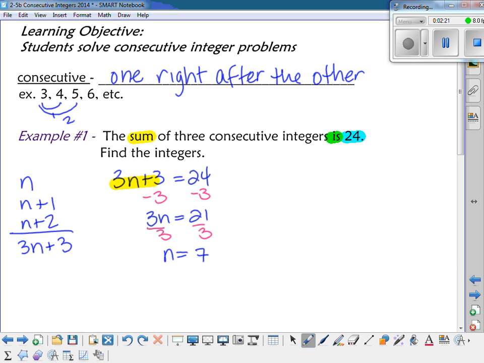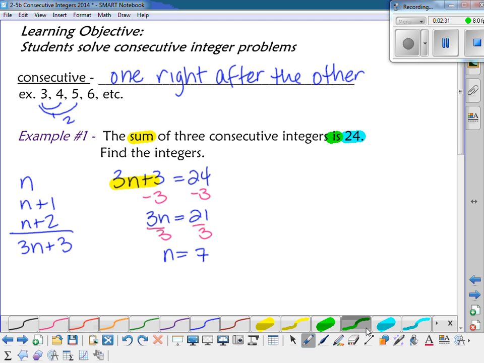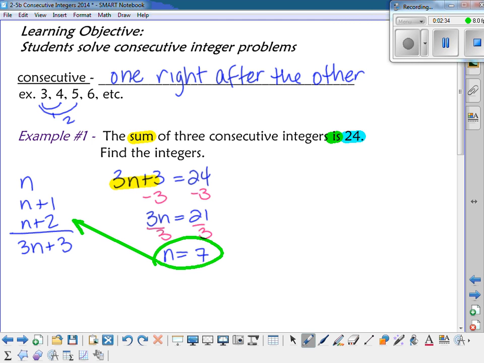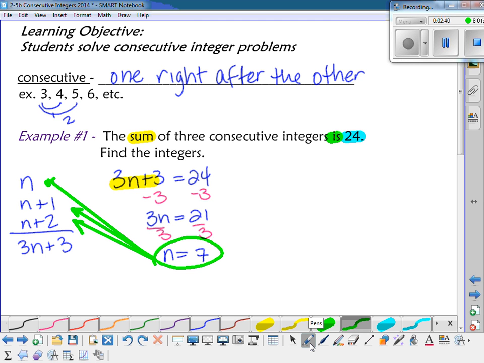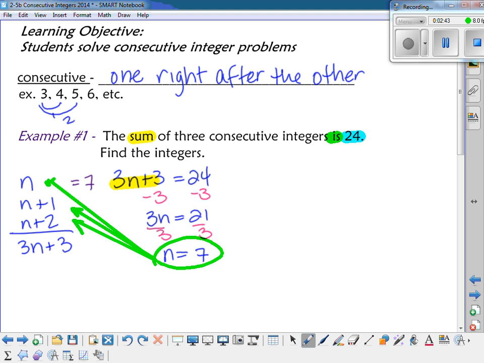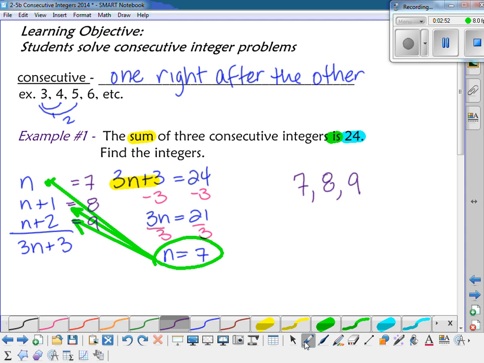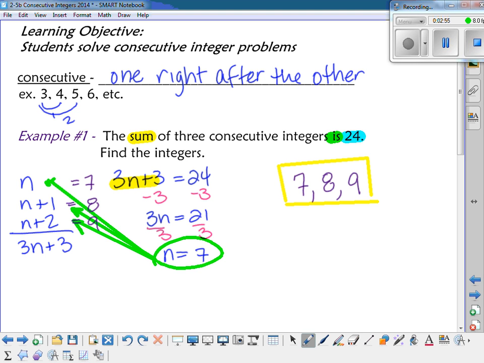Now, am I done with the problem? Have I found all 3 integers? No, I haven't. So what you have to do is plug it back in. I take my n equals 7 and plug it back in to each of these expressions. So my first one, n, is just 7. 7 plus 1 is 8. 7 plus 2 is 9. So my final answer is 7, 8, and 9. And of course you can double check to make sure that 7 plus 8 plus 9 equals 24, and it does. 7 plus 8 is 15, plus 9 is 24.